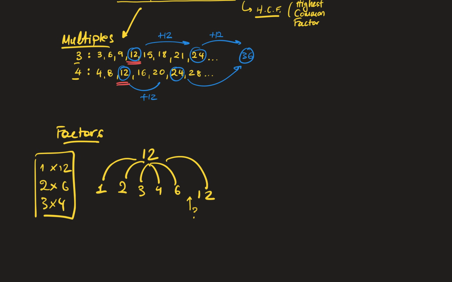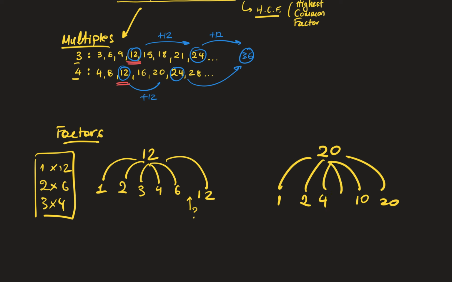And let's just use another number. Let's say the number 20, and I'm going to do exactly the same thing. So that's going to be 1 times 20, and then it's an even number, so it's definitely going to be 2 times 10. So again I don't have to search for anything between 10 and 20. 3 doesn't go into 20, 4 goes into 20, 4 times 5. And because there's no other whole number between 4 and 5, I know that I've finished.